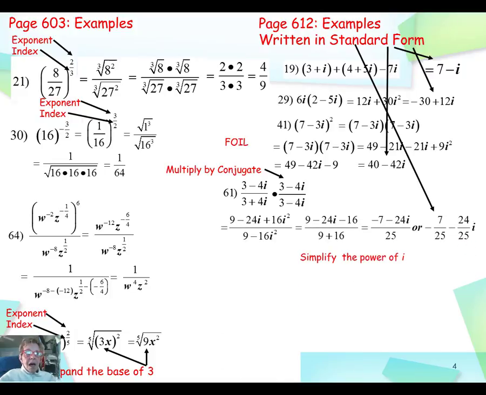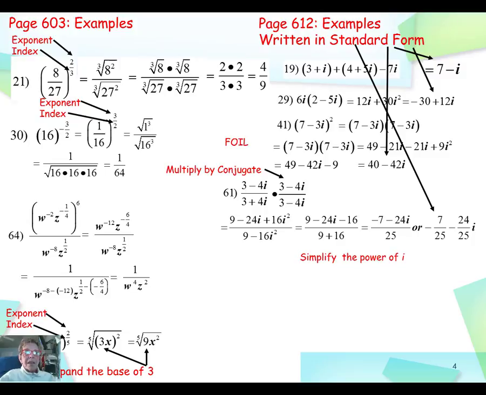I FOIL the top and I FOIL the bottom, the denominator position. And what happens, because it's the sum and difference, my middle terms would cancel in the denominator. And remember that i squared is negative 1. Negative 1 times negative 16 is positive 16. I'm going right through the denominator here, and that gives me 25.